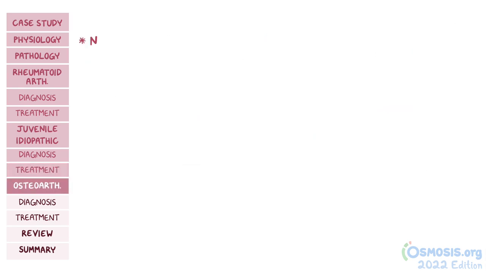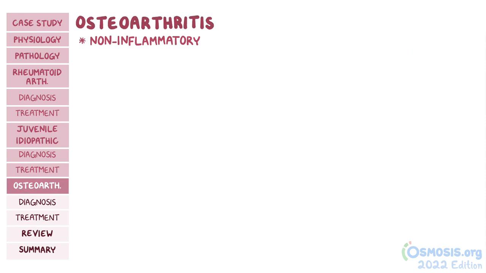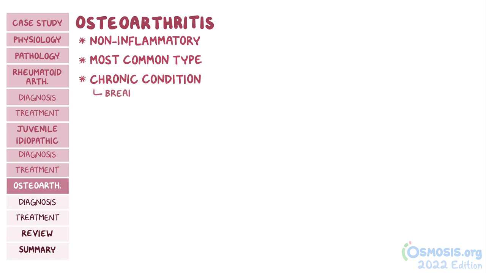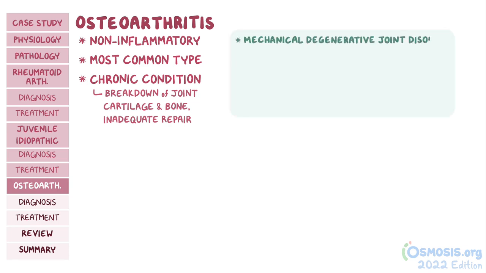Alright, let's move on to non-inflammatory arthritis, which usually refers to osteoarthritis. In fact, it's the most common type of arthritis overall. Okay, so osteoarthritis is a chronic condition characterized by the breakdown of joint cartilage and underlying bone followed by inadequate repair. Now, unlike rheumatoid arthritis, which is an autoimmune disorder, osteoarthritis is considered a mechanical degenerative joint disorder.